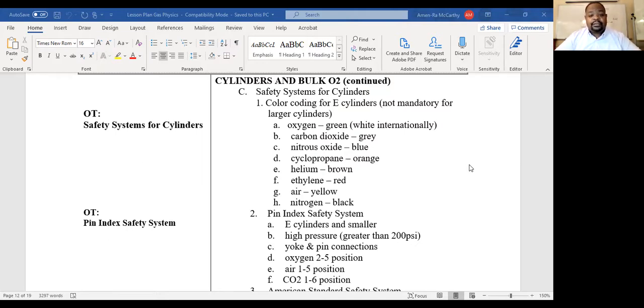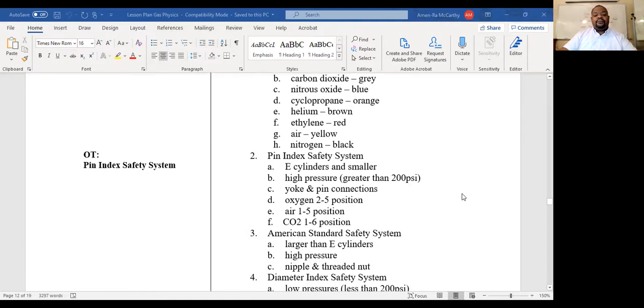Air is yellow, that's room air. It's called medical gas or medical air, that's just straight up room air. Nitrogen is black. That's the color coding safety system. Then we have the PIN index safety system, and that is for the little tanks. The PIN index safety system is for the E-cylinder and smaller. How that works is what I showed you yesterday.